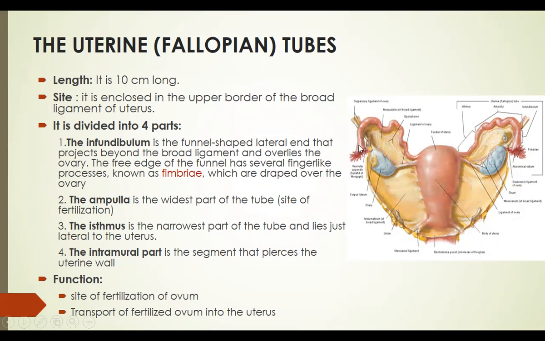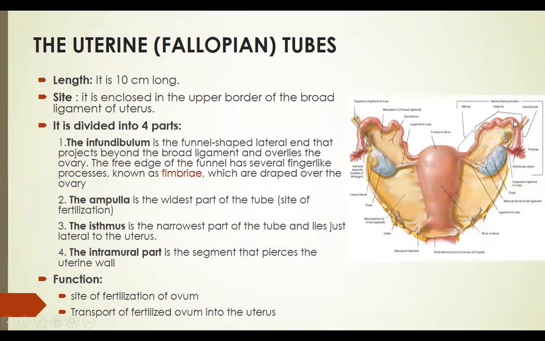There is the infundibulum. This is the funnel-shaped lateral end that projects beyond the broad ligament and overlies the ovary. The free edge of the funnel has several finger-like processes called the fimbriae. As you can see here, these are the finger-like projections from this infundibulum. This is the free end that is called the fimbriae.